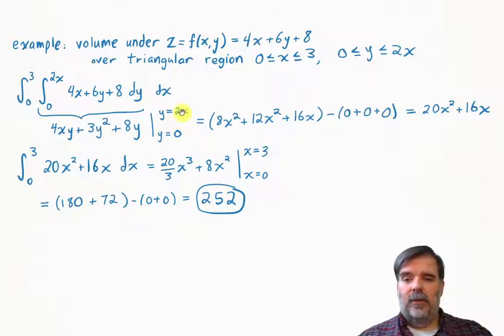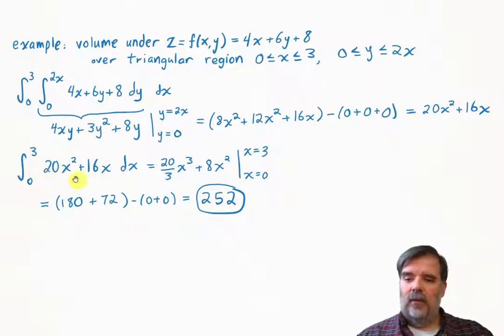So first, we plug in 2x every time we see a y. And so we're going to get 8x squared plus 12x squared plus 16x. Minus, we'll plug in 0 everywhere here. Well, those terms all become 0. And so when we combine like terms, we're left with a function 20x squared plus 16x. And then again, you have a single variable calculus problem. We want to calculate this integral.